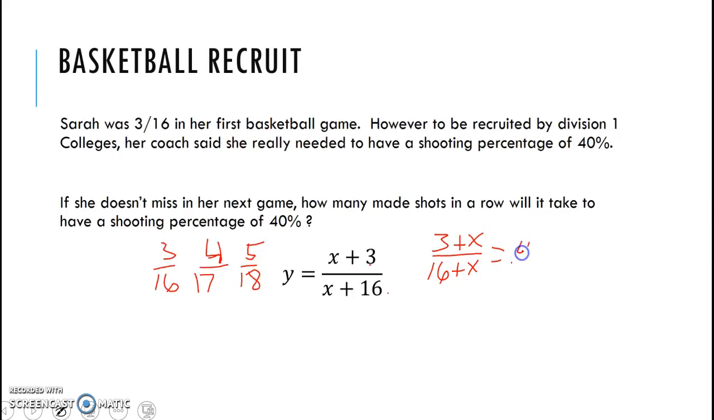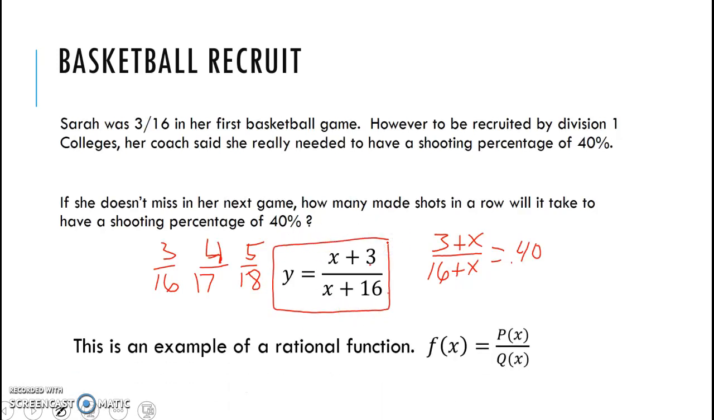We would want to know when that is equal to 40%. So that's a rational function. Today we're not really going to work on solving these rational functions. We're going to work on graphing them. A rational function is simply a function with an entire function on top and an entire function on the bottom. We have that here because one function is x plus 3, the one in the numerator, and the other function is x plus 16, the one in the denominator.